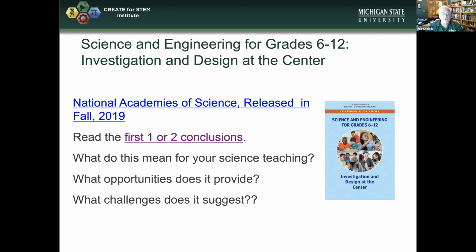So what I want us to do is I'm going to put up the screen. I'm not going to read them to you. I think we're all capable of reading quite well. I'm going to have you just read the first one or two. But I want you to stop and think about, and once again, if you like, you can write something into the chat window, what do these little short conclusions mean for your science teaching? What opportunities do they provide? What challenges do they suggest to you?